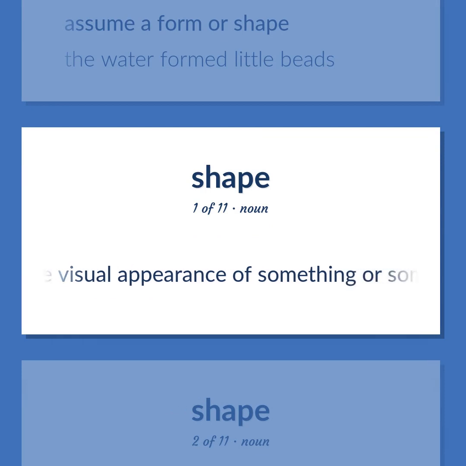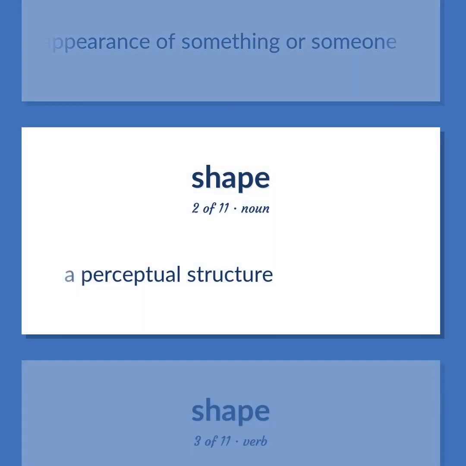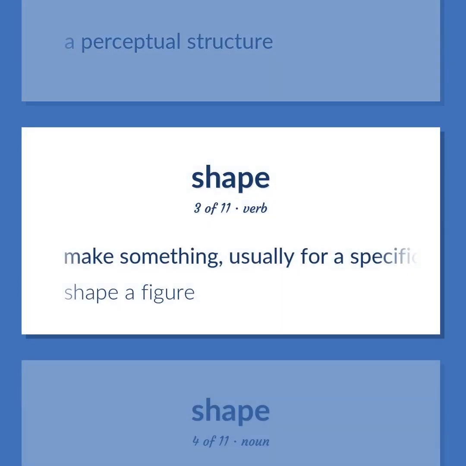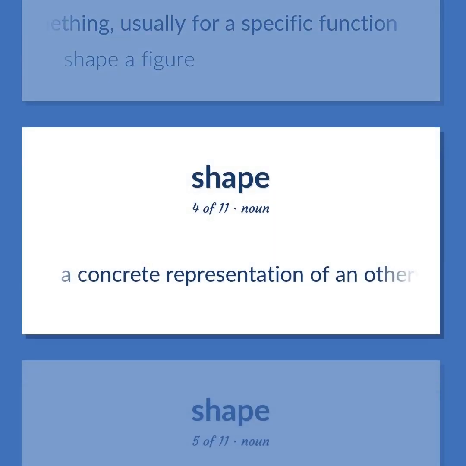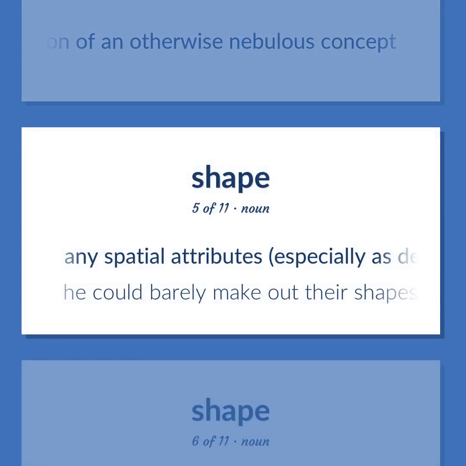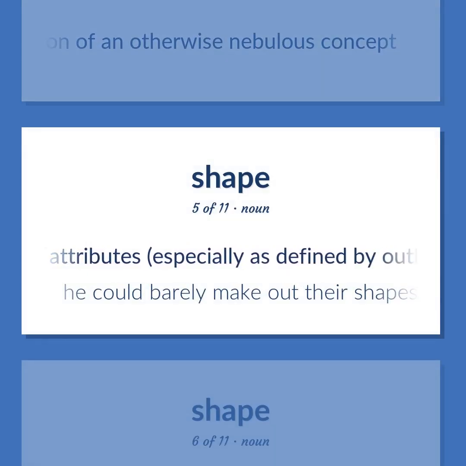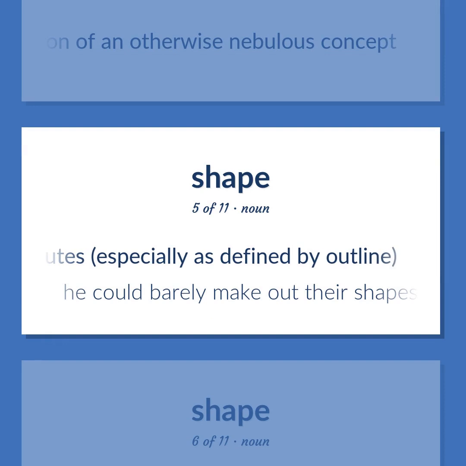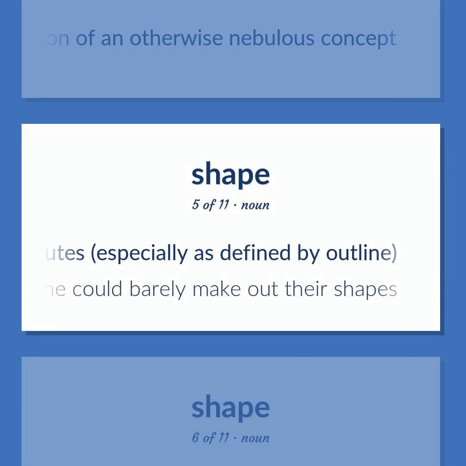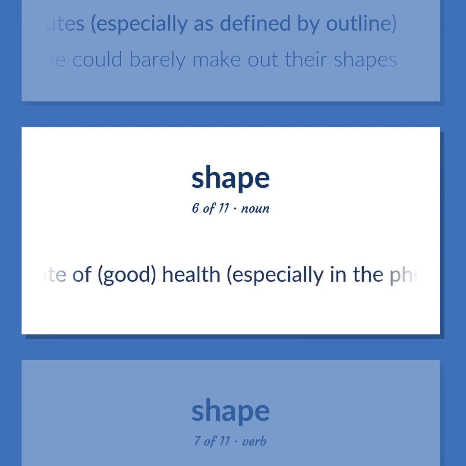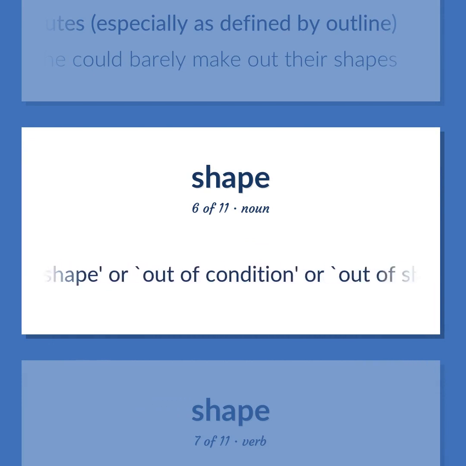The visual appearance of something or someone. A perceptual structure. Make something, usually for a specific function. Shape a figure. A concrete representation of an otherwise nebulous concept. Any spatial attributes, especially as defined by outline. He could barely make out their shapes. The state of good health, especially in the phrases in condition, or in shape, or out of condition, or out of shape.